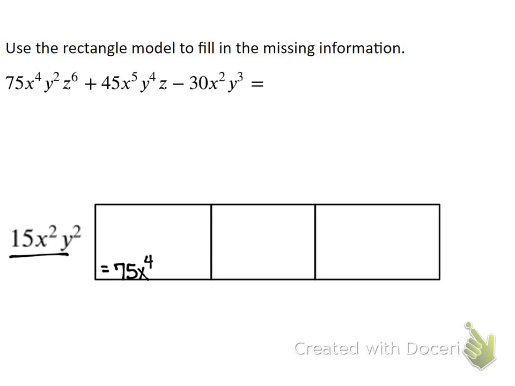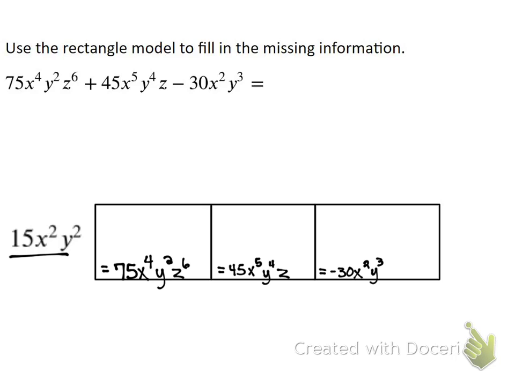So if I know the height and I know the area, what am I trying to find? What information is missing about this area model? The length. What's the area of my second rectangle here? 45x to the 5th, y to the 4th, and z. Then my third area, negative 30x, y to the 3rd. Good job on having that negative with it. Good.